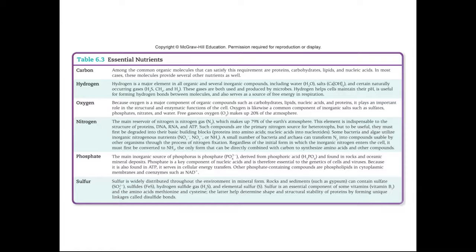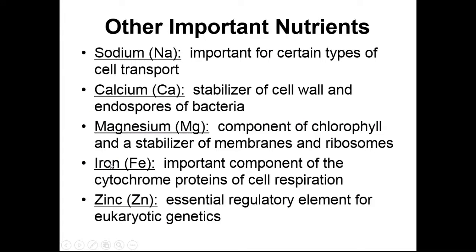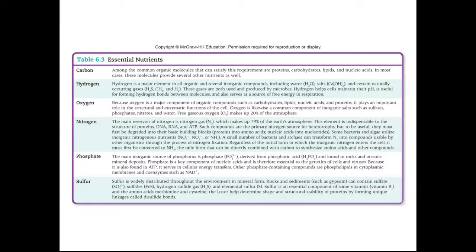Here is a breakdown of the essential nutrients in a lot of detail: our carbon, hydrogen, oxygen, nitrogen, phosphate, and sulfur. Something that I should emphasize for you here is that phosphate is an inorganic ion made of phosphorus and oxygen. Let's talk about what these main nutrients do for us.